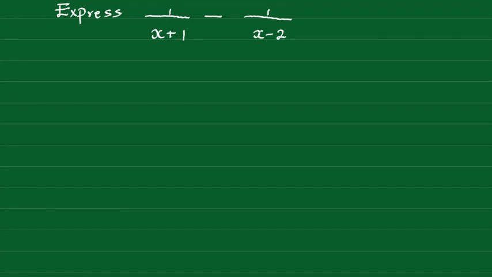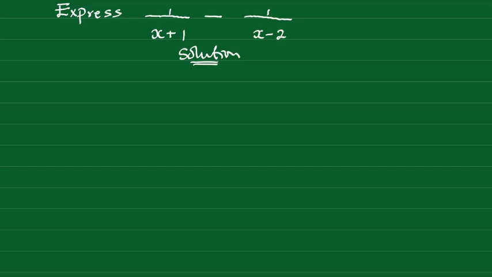Today we have this question from JAM 1989, question 26, where we are asked to express 1 divided by x plus 1 minus 1 divided by x minus 2. Quickly, we dive into this by writing solution.